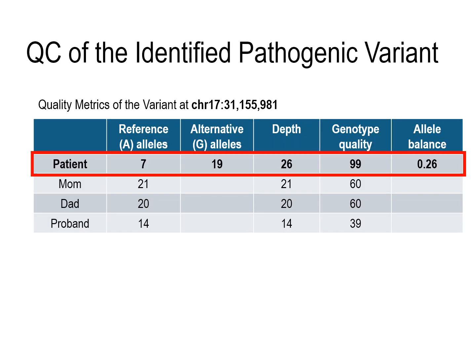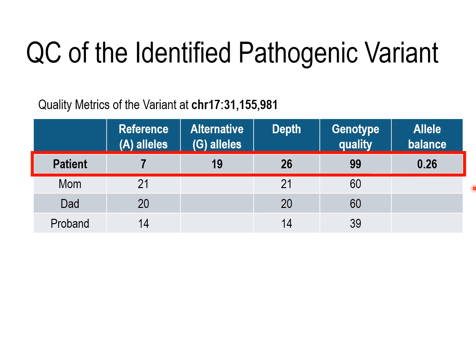Finally, we performed detailed quality assessment of our candidate NF1 pathogenic variant. In our patient sample, we detected both reference A and alternative G alleles at the variant position, confirming the presence of the variant. The depth of 26 reads and genotype quality of 99 indicate high confidence in our variant call.